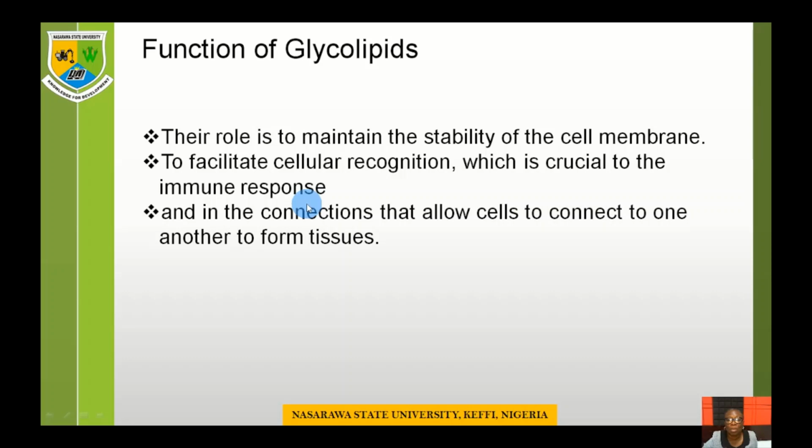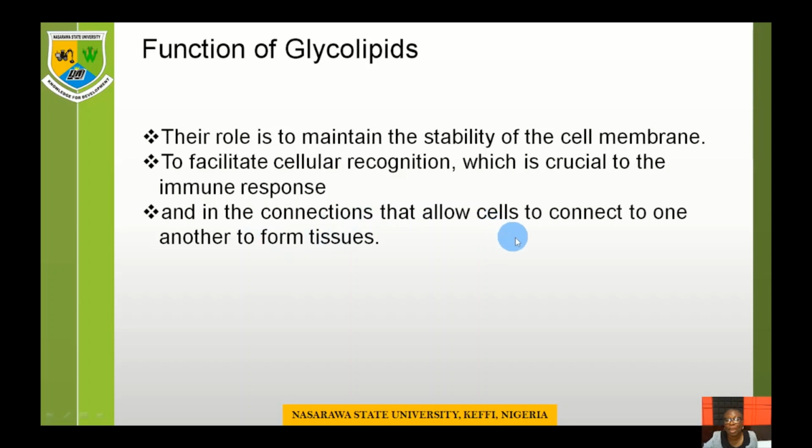Number two, they facilitate cellular recognition, which is crucial to the immune response. Their presence on the membrane facilitates cellular recognition. They could recognize self from non-self. This is very important in immune response, whereas you recognize pathogenic substances which are not self, and the immune system will respond by destroying the pathogenic organism.